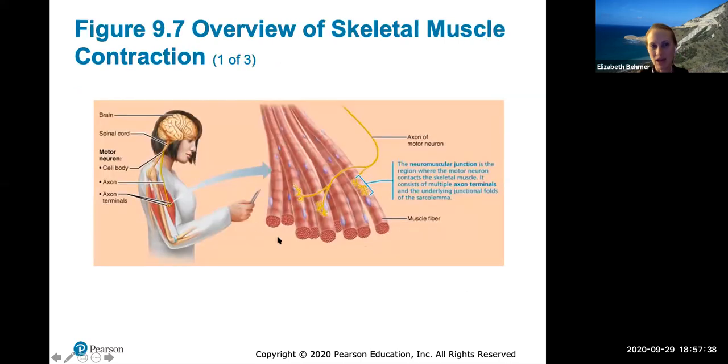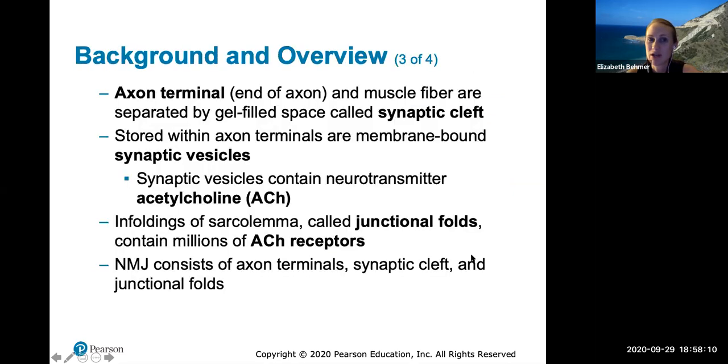So this is just a look at how your brain sends out a signal through a motor neuron. The axon of the motor neuron will diverge into different parts so that each axon terminal will end at each muscle fiber. So each muscle fiber has its own divergence of the axon of the motor neuron. And we call the junction where the motor neuron attaches to the muscle fiber the neuromuscular junction.